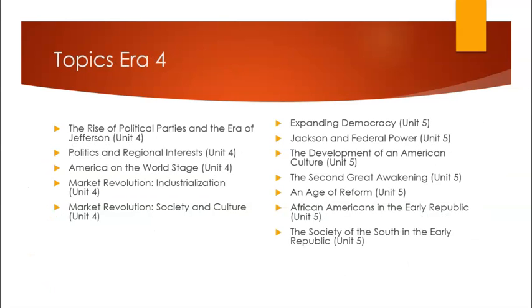Some of the key topics covered in Unit 4 include the rise of political parties in the era of Jefferson, politics and regional interests, America on the world stage, and the market revolution. Then in Unit 5, we will look at expanding democracy, Jackson and federal power, the development of an American culture, the Second Great Awakening, the reform movements of the early 19th century, and the role of African Americans in the early republic.